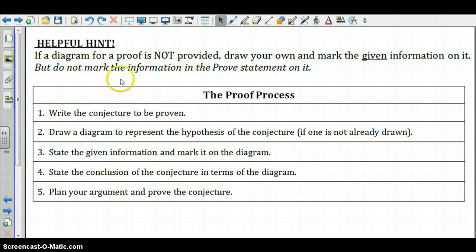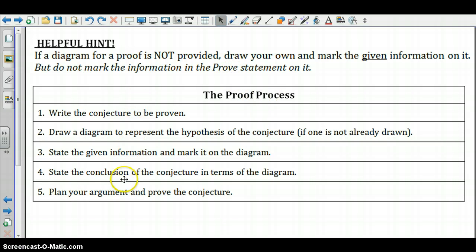So here's a helpful hint. If a diagram for a proof is not provided, draw your own and mark the given information on it. But do not mark the information in the prove statement. That is what you're trying to show. You can't establish that as given yet.